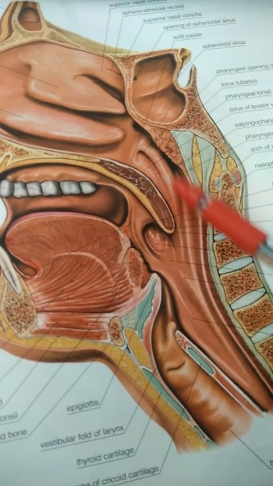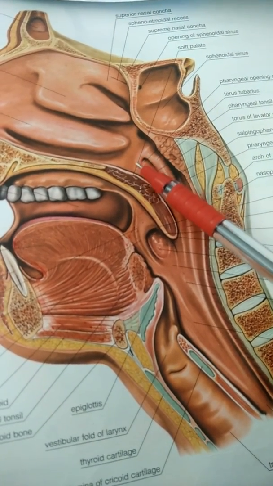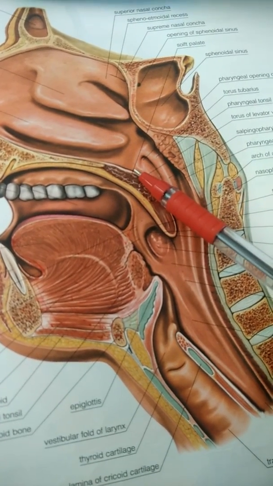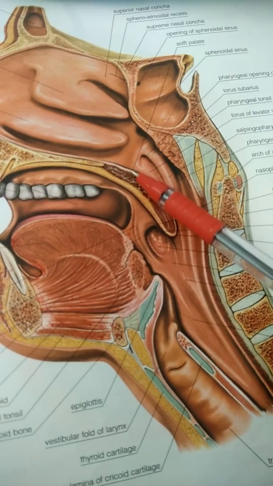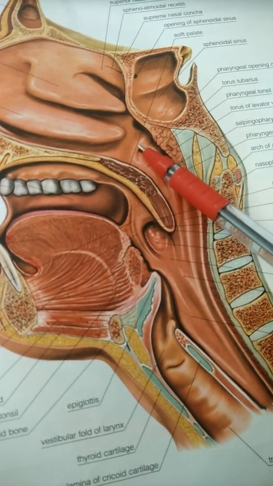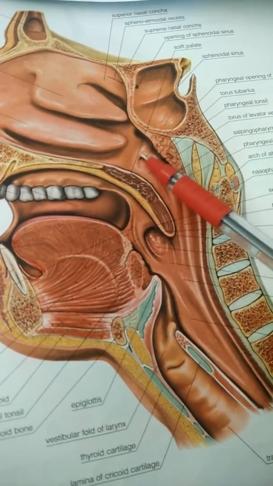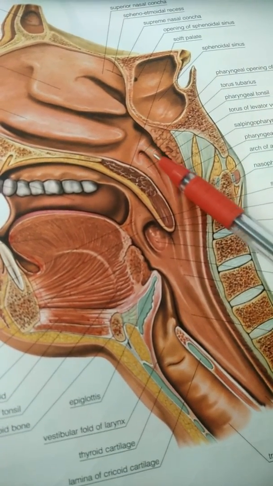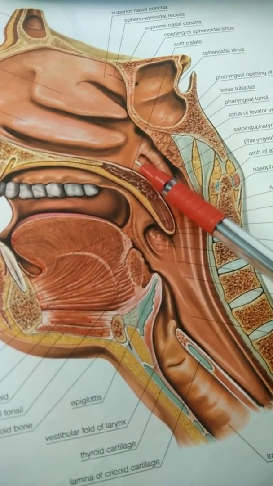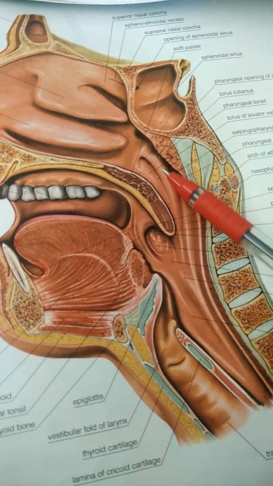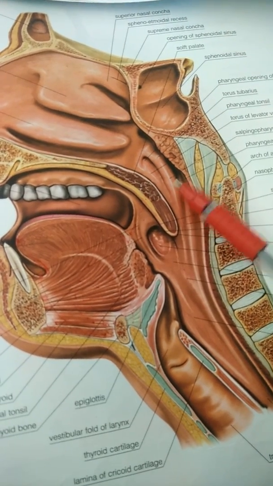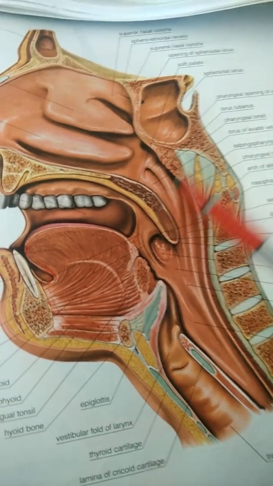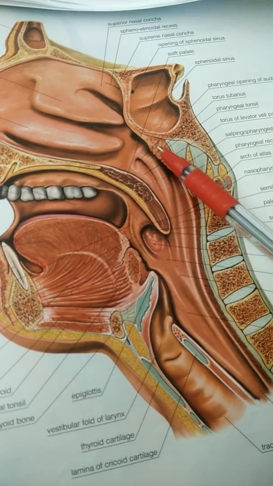Then anterior to the opening of the auditory tube, a small mucosal fold can be seen which connects the auditory tube with the palate. It's known as the salpingopalatine fold. One more fold can be seen, known as the salpingopharyngeal fold, which connects the auditory tube with the pharynx. Inside the salpingopharyngeal fold, we have the salpingopharyngeus muscle. So these are the features of the nasopharynx.